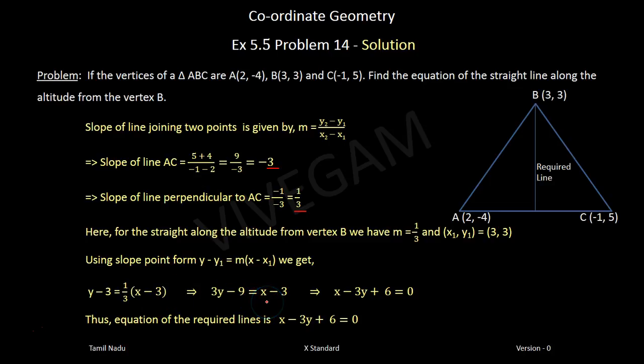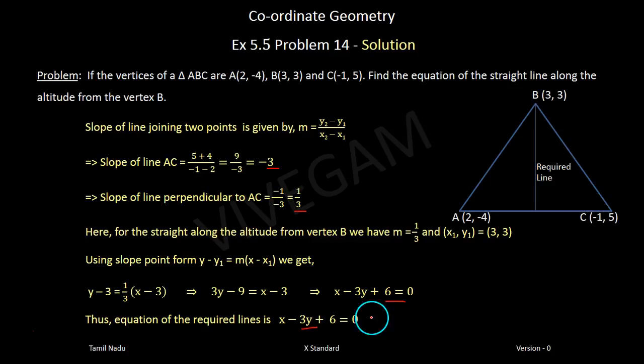Okay, so you bring everything to one side. If you bring 3y to the other side and minus 9 also to this side, it becomes x minus 3y, and plus 9 minus 3, which is plus 6, equal to 0. So the equation of the straight line is x minus 3y plus 6 equal to 0.